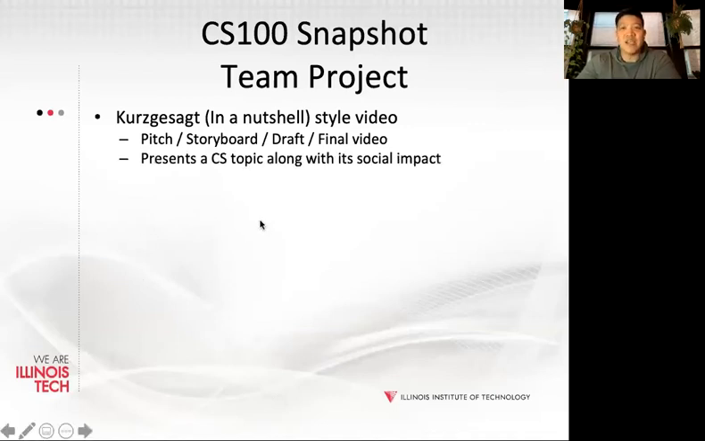The basic idea is, again, in CS100, we're really trying to emphasize the fact that CS has a lot of potential social impact. And so we ask you to present some sort of CS topic along with its social impact. We ask, of course, that you research the topic thoroughly and that we can examine the script.